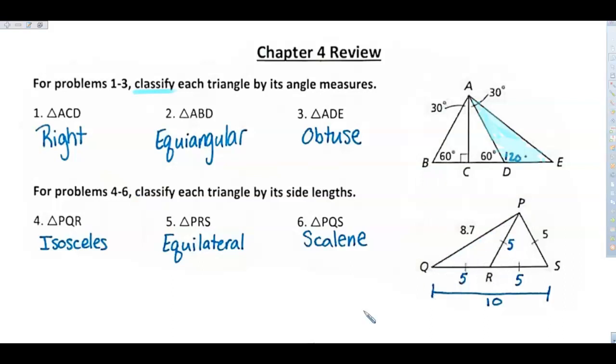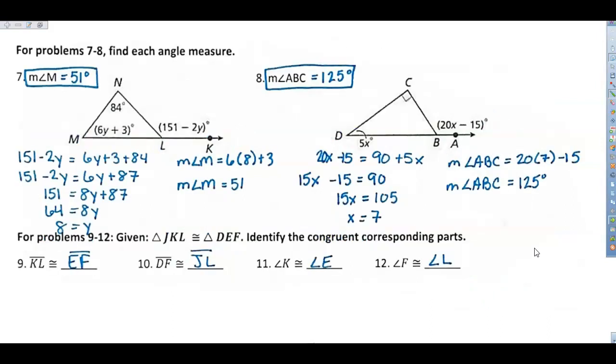All right, when I look at the next one, I'm looking at triangle PRS, which is this triangle right here. All right, all three sides are the same length, so it is equilateral. And the last one is triangle PQS, which is the whole big triangle. So we're looking at the whole thing. Okay, this side is 8.7, this side is 5, this whole side is 10. So for triangle PQS, all three sides are different lengths, so the triangle is scalene. All right, let's take a look at the next set.